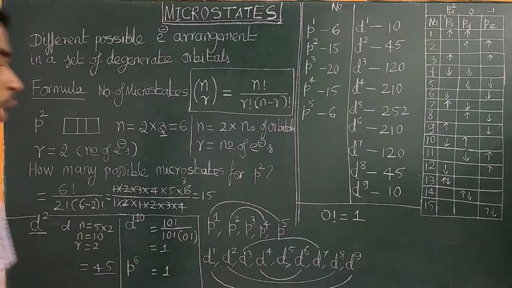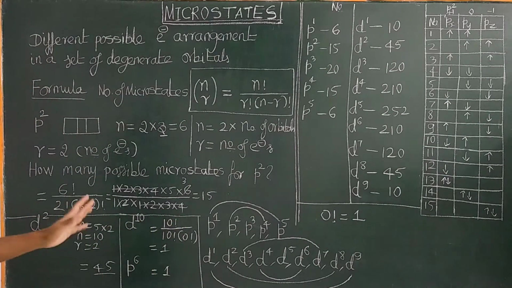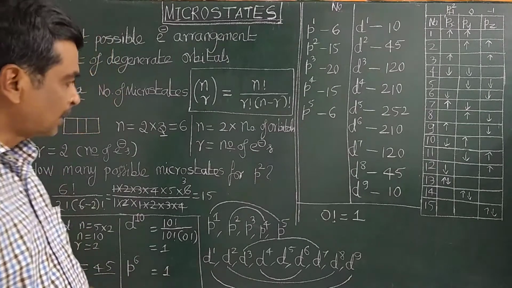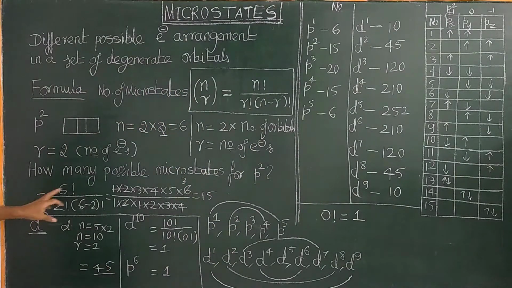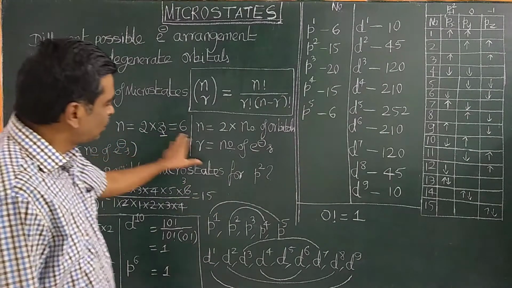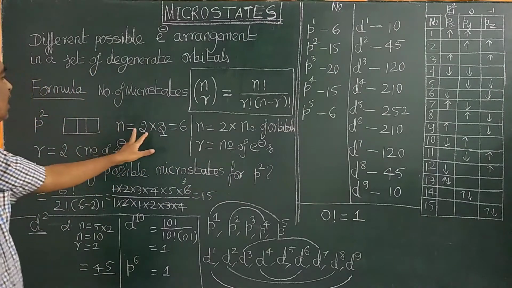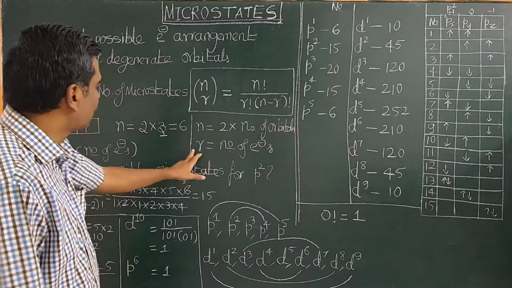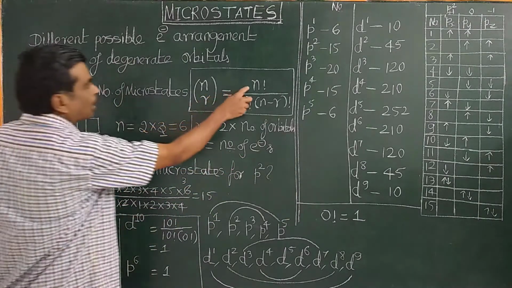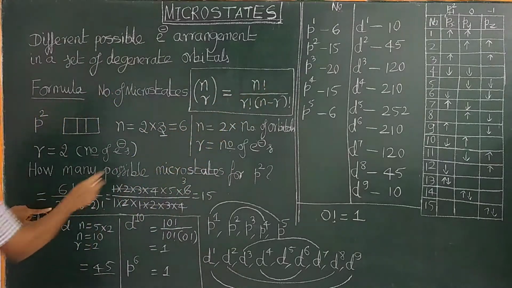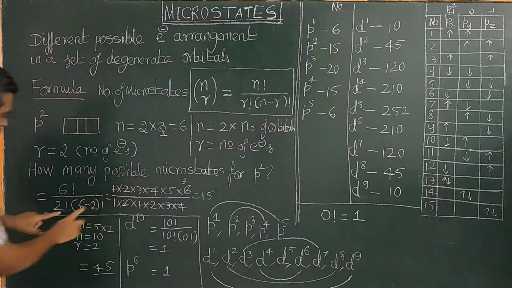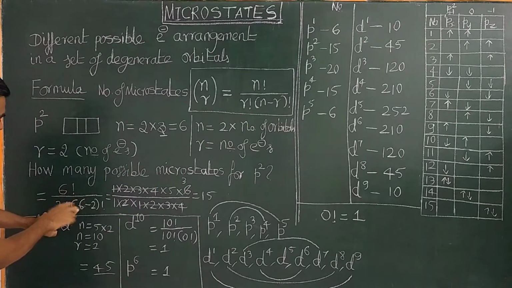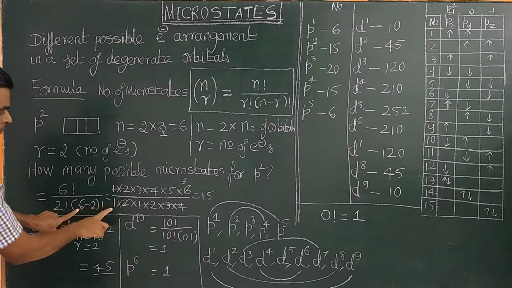Now we will determine how many possible microstates. This is often asked in JAM, NEET, and other competitive examinations. How many possible microstates for the P2 electronic configuration? As I said, n equal to 6 for the triply degenerate p orbitals, 2 into 3 equal to 6, and r equal to 2. I substitute in the formula: n factorial, 6 factorial, divided by r factorial, 2 factorial, times (n minus r), 6 minus 2, 4 factorial.